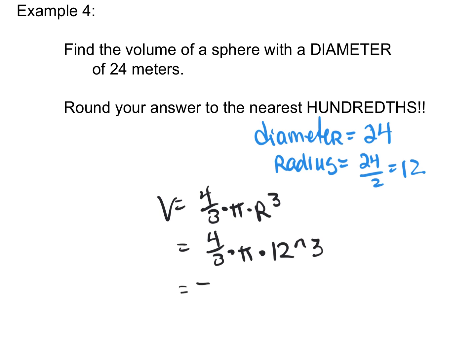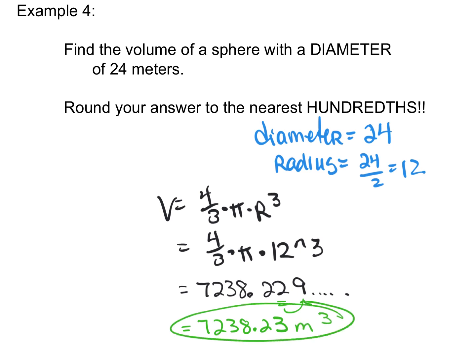And we have it as 7238.229. Keep on going, right? And again, we want the 2. So we're going to look at the 9. So is 9 5 or above? Yes. Give the original a shove. So we're going to have it as 2, 3, and then it's going to be meters cubed. That's a 7, by the way.